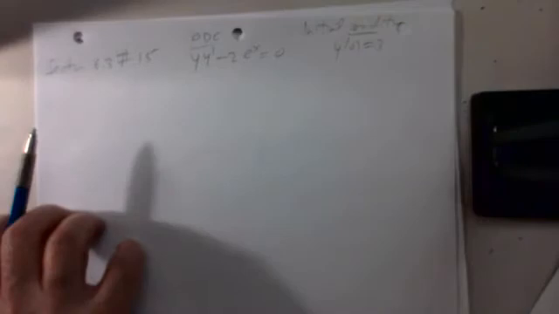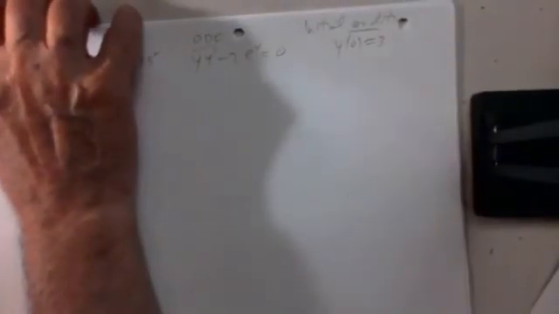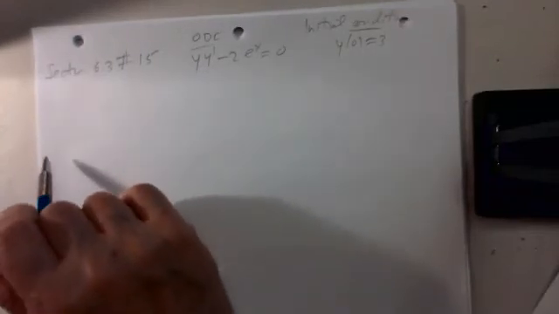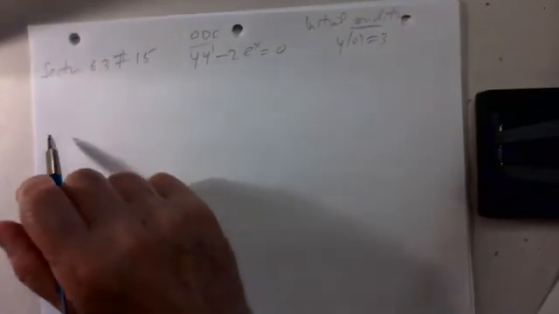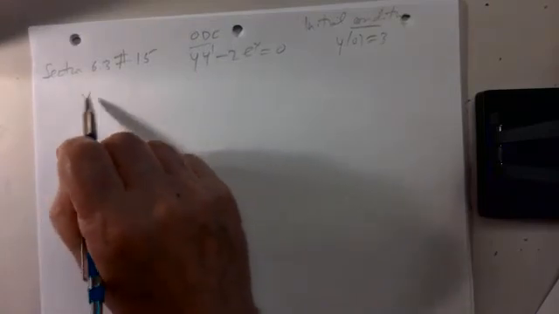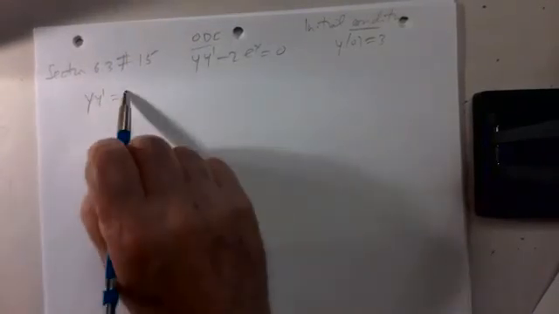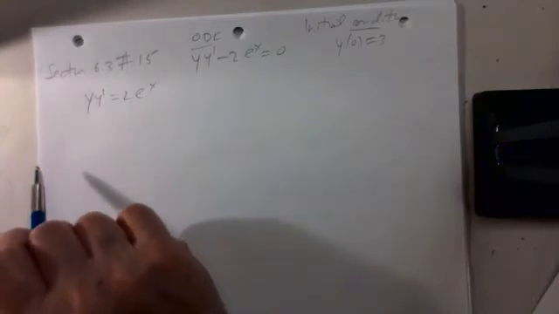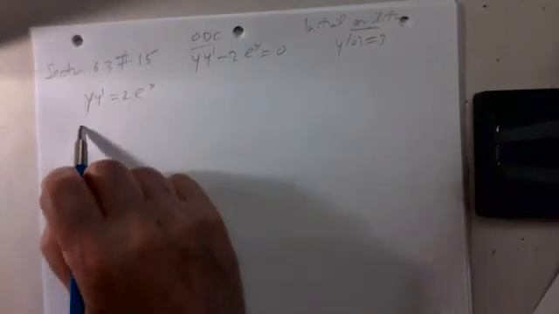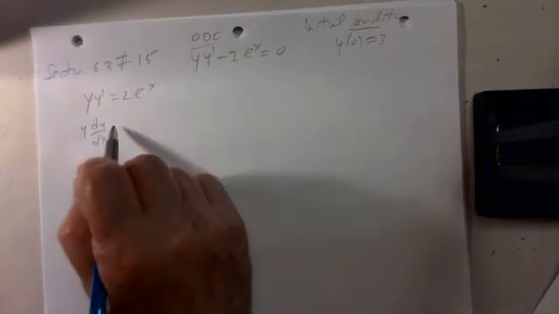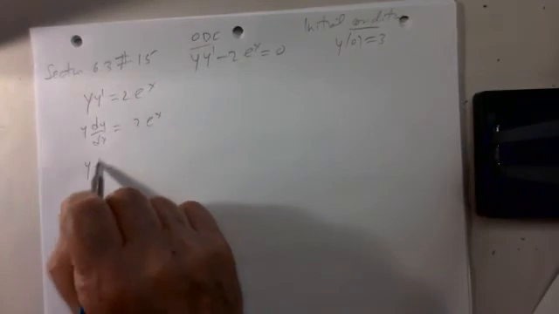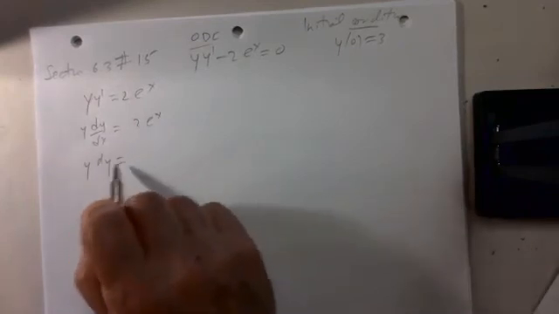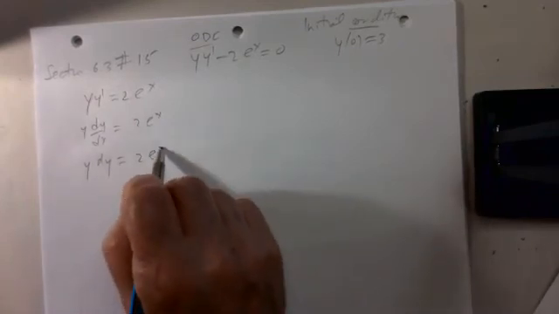So this is the ordinary differential equation. And we want to separate the variables. We want to have all the y's on one side on the left and all the x's on the right. So we could just write this as y prime equals 2e to the x. Or I can write this as y dy/dx is 2e to the x. Or the way the book likes to write it is y dy is 2e to the x dx.